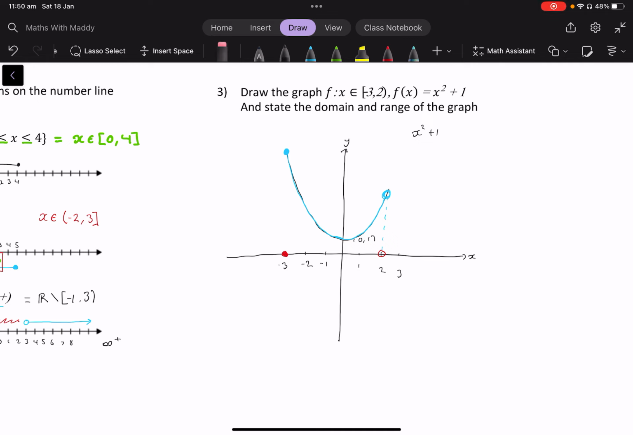And then to understand what these coordinate points are, you'll substitute the x values in. So if you had f of 2, it would equal 4 plus 1, which equals 5. So this open circle point is 2 and 5. And then we look over here to the left-hand side, and if we had f of minus 3, that equals 9 plus 1, which equals 10. So our coordinates here are minus 3 and 10. And that's how you would apply the use of domain and interval notation to a graphing question.